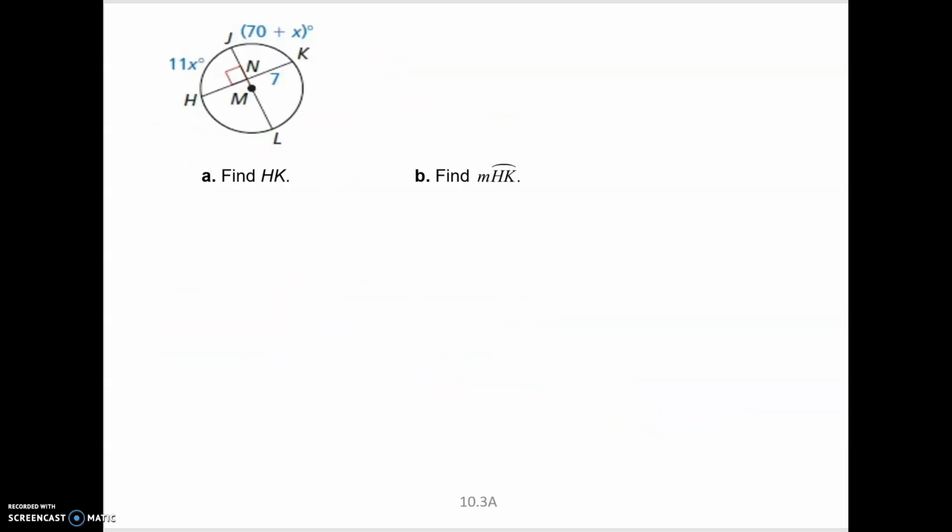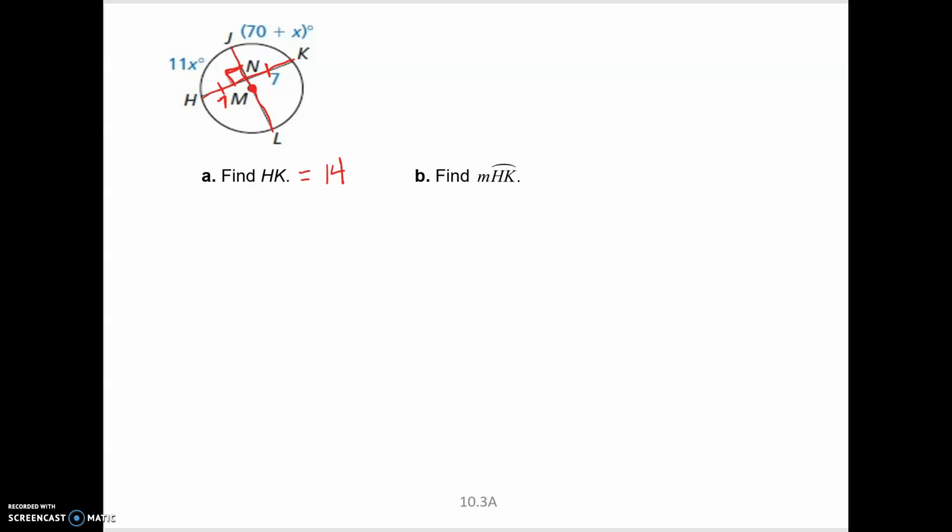Okay, here's an example using our perpendicular chord bisector theorem. It says find HK. So remember, if the chord is the diameter and that bisects another chord in the circle at a right angle, then I know that this chord is being bisected here. So if NK is 7, then HN is 7. So HK is 14. It's just twice as long.